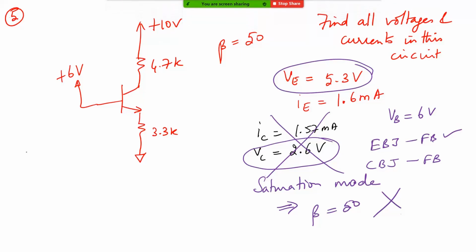So how do you solve problems when they are in saturation? Typically VCE saturation is around 0.2 volt. So this voltage is 0.2 volt. Now what will be VC? Just like how we take VBE to be 0.7 as the nominal value, you can take VCE saturation to be 0.2 as the nominal value. It will be 5.5. Correct? Very good. Now if this is 5.5, what is the value of collector current?